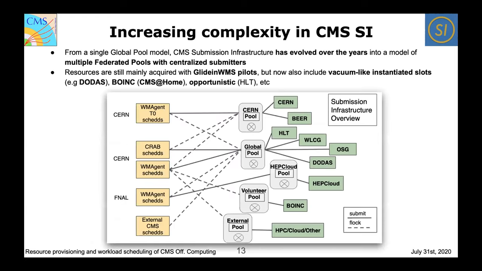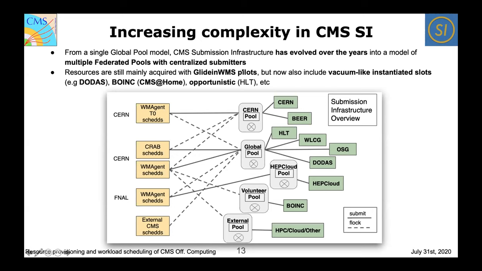So from the picture that I showed before of a single pool, in fact, we need to go to this rather cumbersome picture in which we no longer have a single pool, but we have several of them. The global pool in the center is the main one still. It handles the majority of the resources, but we have additional accessory pools which handle specialized resources too. And we have distributed scheduler nodes, both at CERN and also at Fermilab, and they are connected in different ways to access all the resources in the pool.